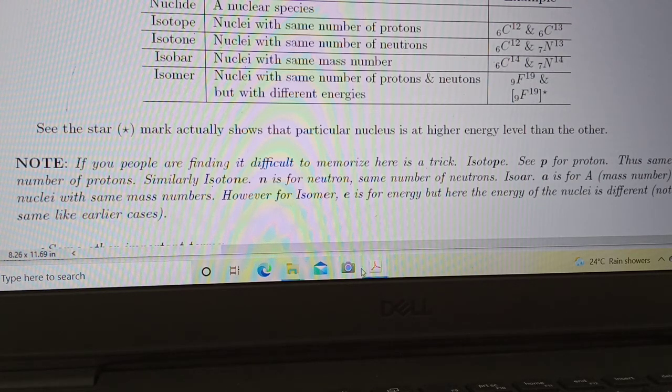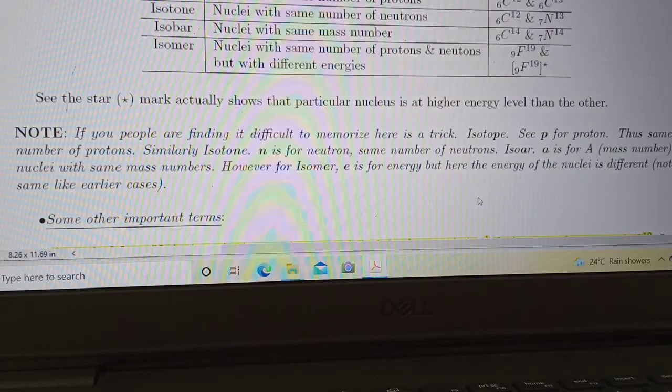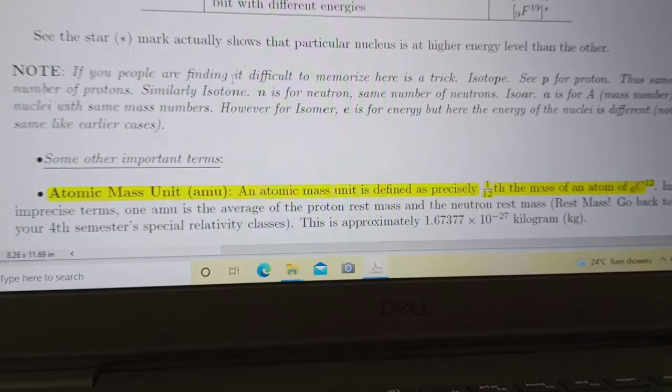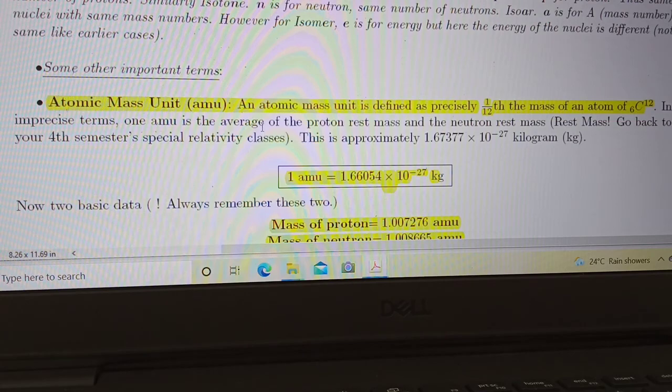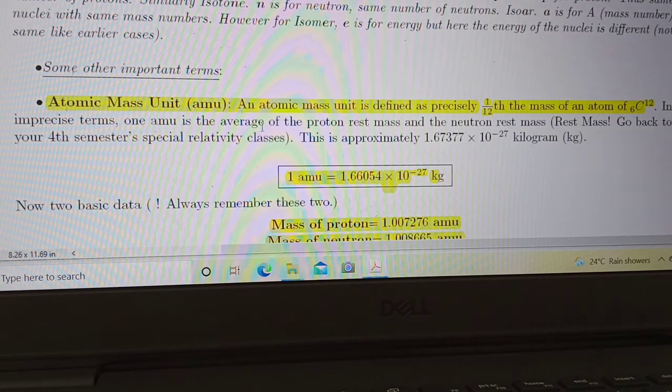And next, for isomers, E is energy, but here the energy of the nuclei is different, not the same as in the earlier cases. Energy is different for isomers. This is a simple trick for knowing about isotope, isotone, isobar, and so on.